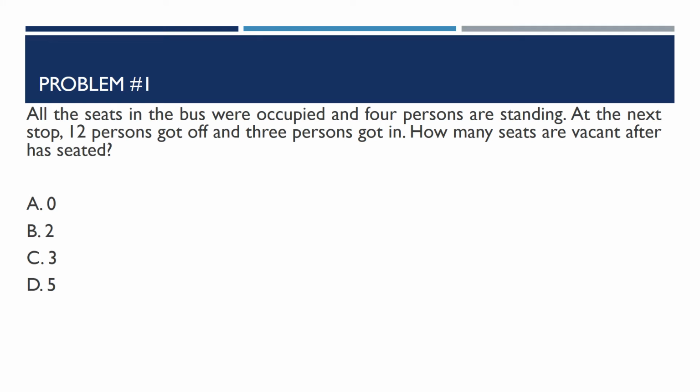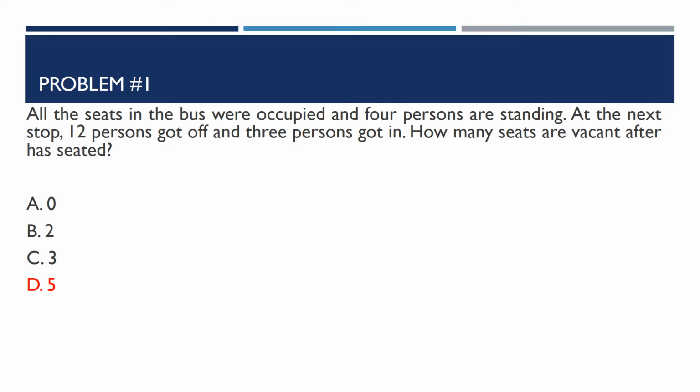So here's the first problem, or the first item. All the seats in the bus were occupied and 4 persons are standing. At the next stop, 12 persons got off and 3 persons got in. How many seats are vacant after they have seated? So let's determine first the answer. The answer for the first problem is 5. So how did we get 5?